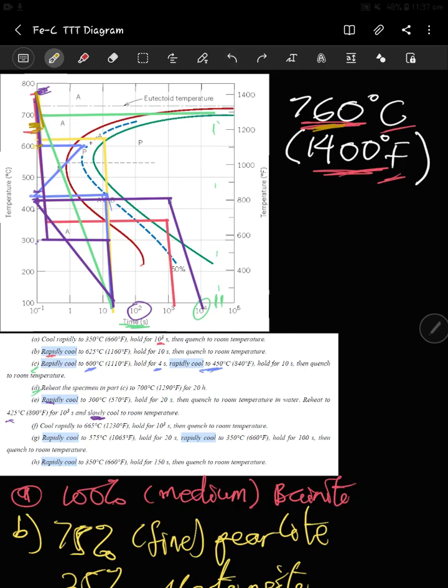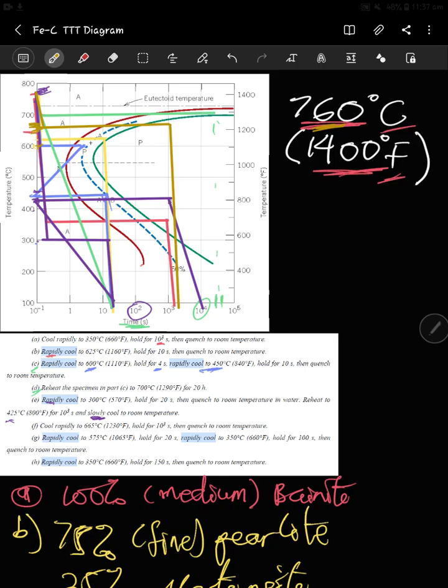Let's do this up. 10 to the power 3. And then we quench to room temperature. So that's what we do here. Whenever we say quench, it's like rapid cooling, right? So what happens here? Guess.